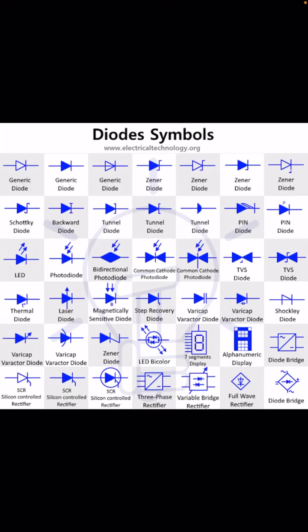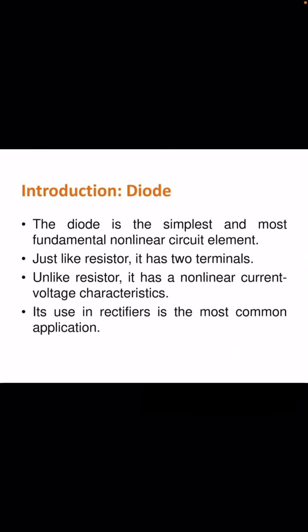We will discuss what a diode is, what the properties of a diode are, how it works, what the applications are, and then we will discuss different kinds of diodes one by one. First of all, a diode is the simplest and most fundamental non-linear circuit element. It's just like a resistor, but a resistor is a linear device because it follows Ohm's law. So the relationship between voltage and current is linear, but in the diode it is non-linear. We will see it, and its most common use is in rectifiers for converting AC to DC.